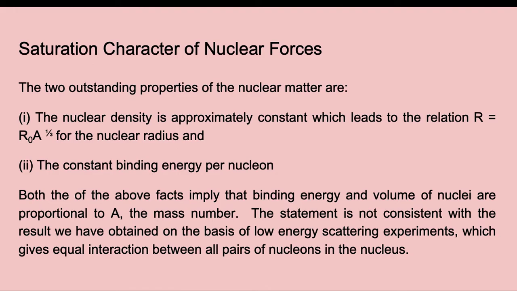So you can see that when A increases, in order to keep binding energy per nucleon constant, binding energy should also increase. That is why binding energy per nucleon, or binding energy by A, is constant. That means binding energy increases with A. That is the concept. That means binding energy is proportional to A, and that is what we have mentioned here. So, from these two concepts, we are getting this: binding energy and volume of nuclei are proportional to A, the mass number.